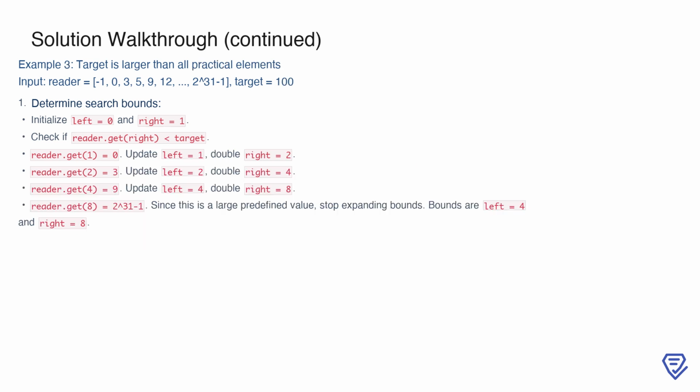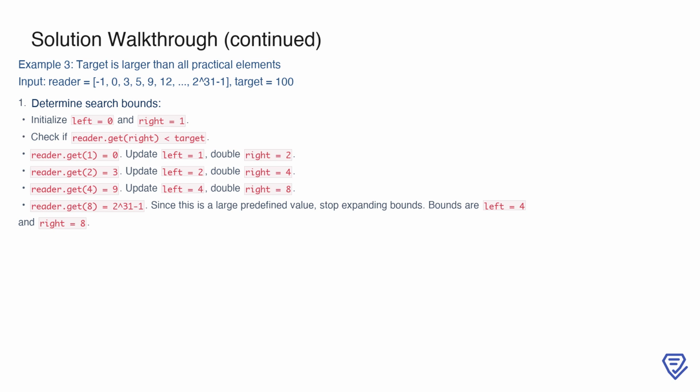In this example, the target value is larger than all practical elements in the array. The target is 100, and the array remains the same. To start, we determine the search bounds by initializing left to 0 and right to 1. Checking reader.get(1), we find the value is 0, which is less than 100. So, we update left to 1 and double right to 2. Next, reader.get(2) gives 3, which is also less than 100. We update left to 2 and double right to 4.